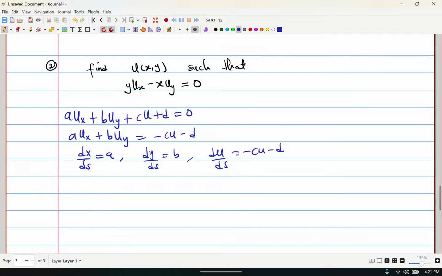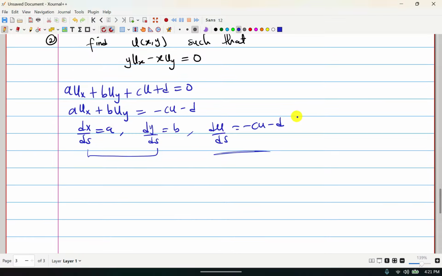The way we do that is first solve the first two and try to eliminate s in there and then get a constant. That will give us the expression that is always constant along characteristics. Then we solve the final one, try to eliminate the s in there, and when we are done, the final constant will be a constant function of the expression we had in the first two. Okay, so let's try to apply the same process.